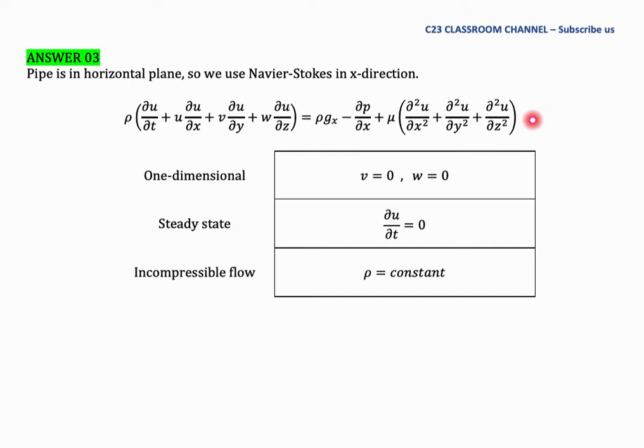Then we need to make a few assumptions, so we can simplify our Navier-Stokes equation. The first one is we take this calculation as one-dimensional in y, so the values of v and w will equal 0 because there is no motion in the y and z directions. We also take the flow as steady state, so the value of du/dt is equal to 0. As mentioned in the question, it is incompressible flow, so the value of rho here is constant.